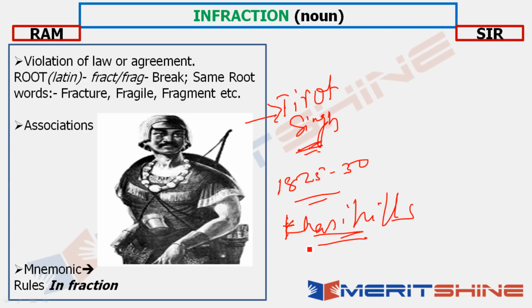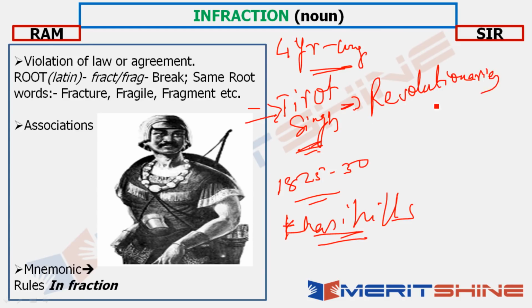But as was the nature of the East India Company, they betrayed and violated that agreement, and they started the 4-year long Anglo-Khasi War. But the problem was that the Khasis, under the leadership of Tirot Singh, had only swords and bows, which were inadequate against the British artillery. So ultimately he was captured and deported to Dhaka, where he died, right? So Tirot Singh was one of the first revolutionaries of India's freedom struggle, right?